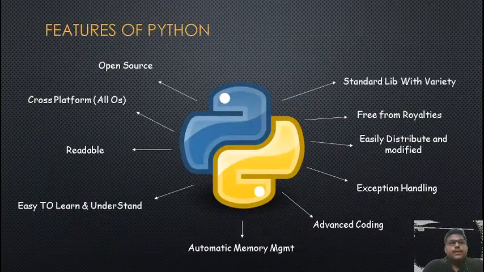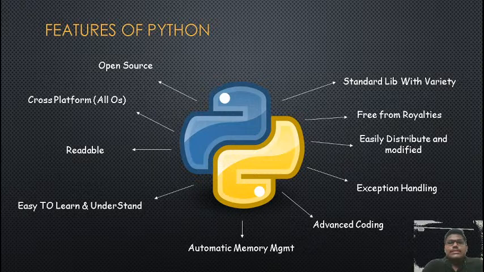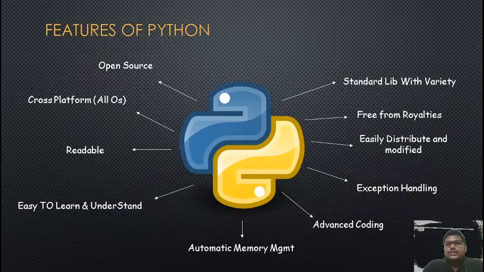These are the features of Python. As I said, Python is very vast and a very latest language. It is open source, so you can see its source code and its standard library. It is free from royalties. There is no charge to download Python and use it. You can easily distribute it, modify it, write your own code, and distribute it further to your clients. It has exception handling features where you can handle errors.